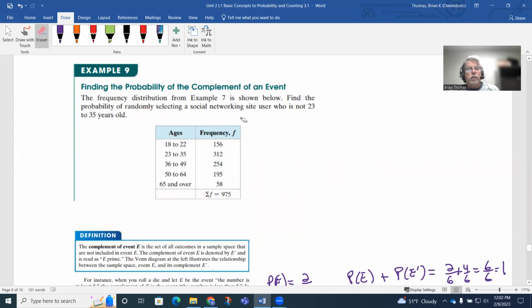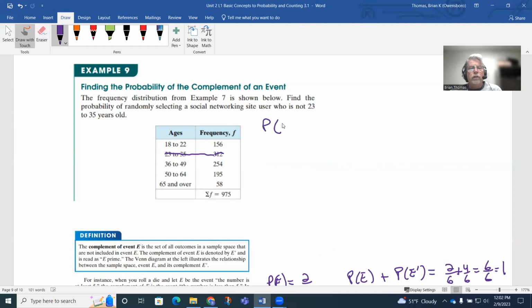So for the frequency distribution shown below, what we want to do is find the probability. Notice how we have this frequency distribution. This is kind of our empirical probability. We want to find the probability of selecting a social networking site user who is not 23 through 35 years old. So notice that what I want to do is exclude this right here. What I could do is add these frequencies together, and that would be the event.